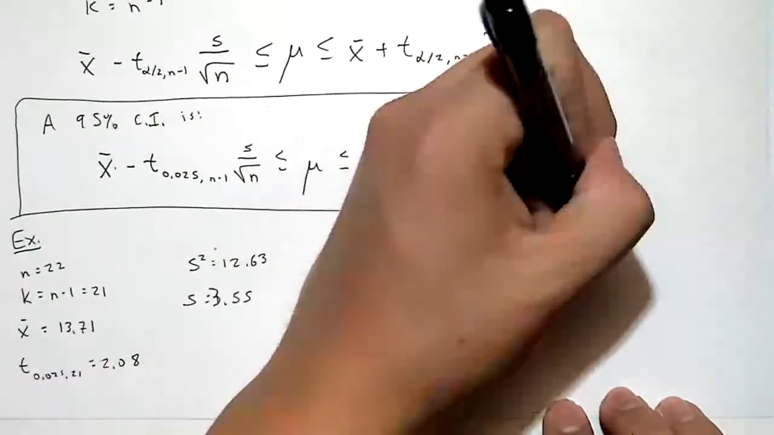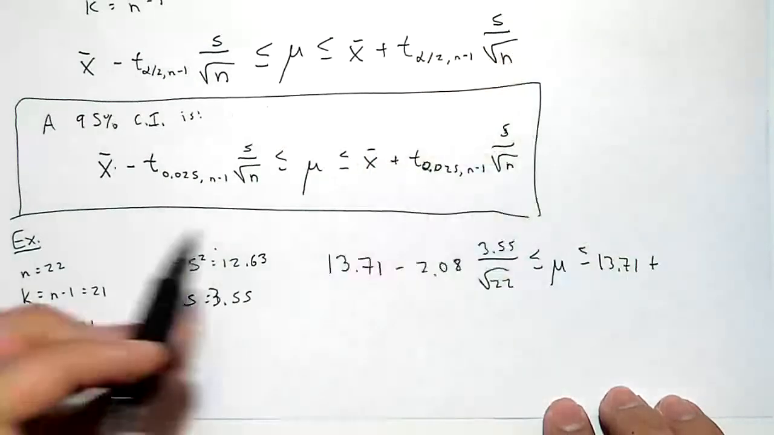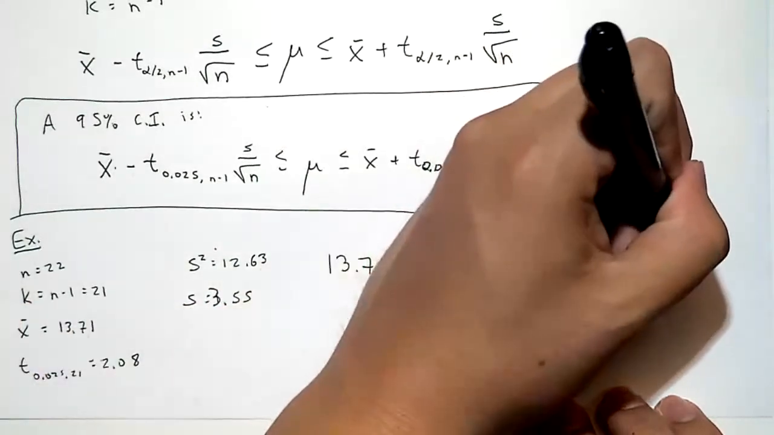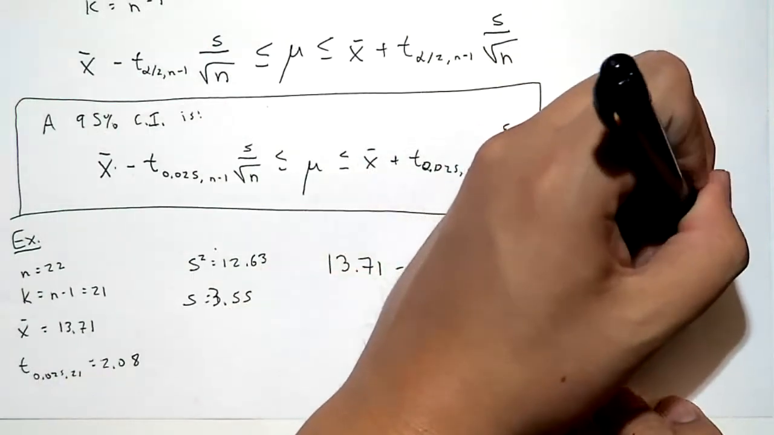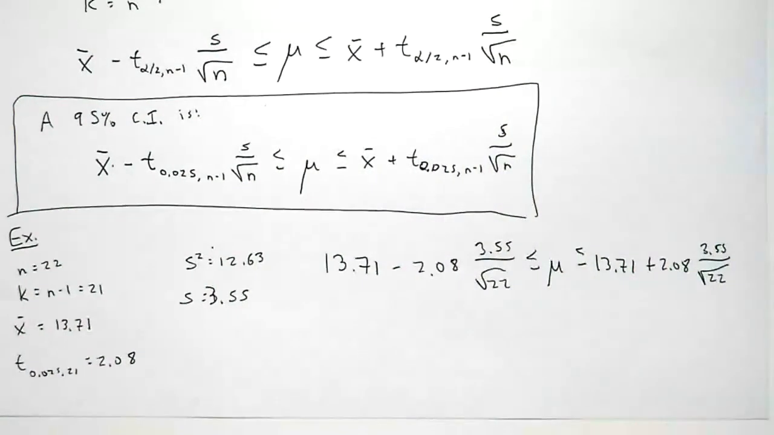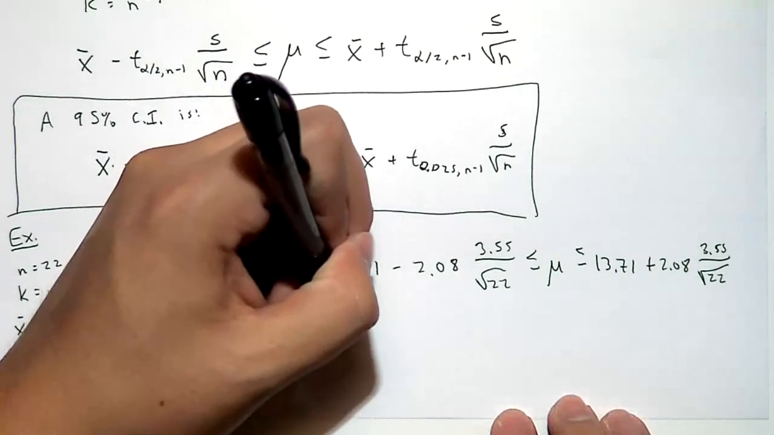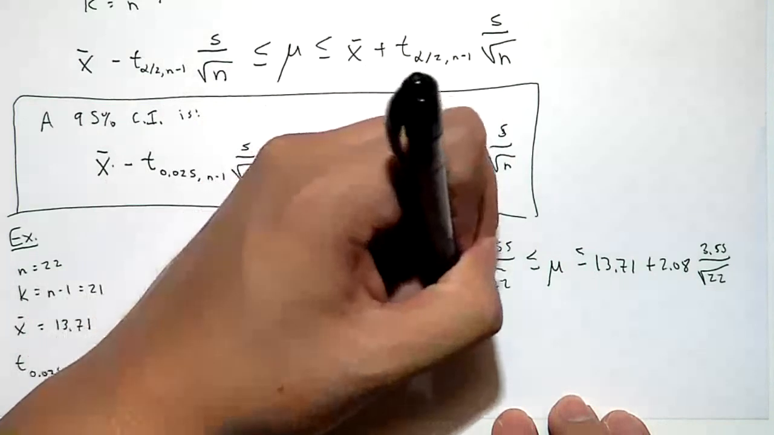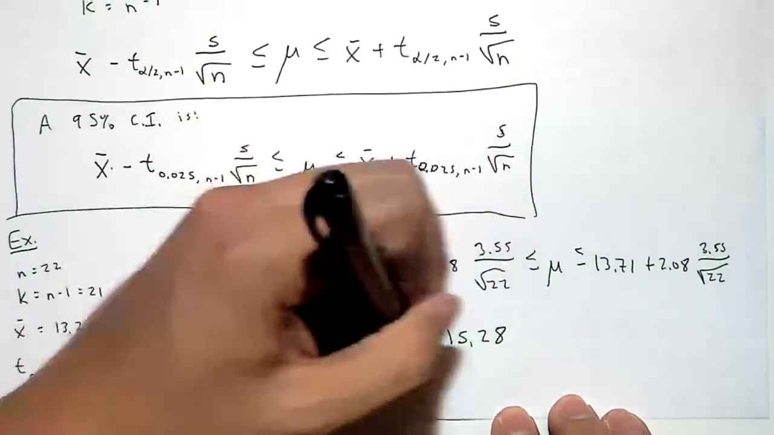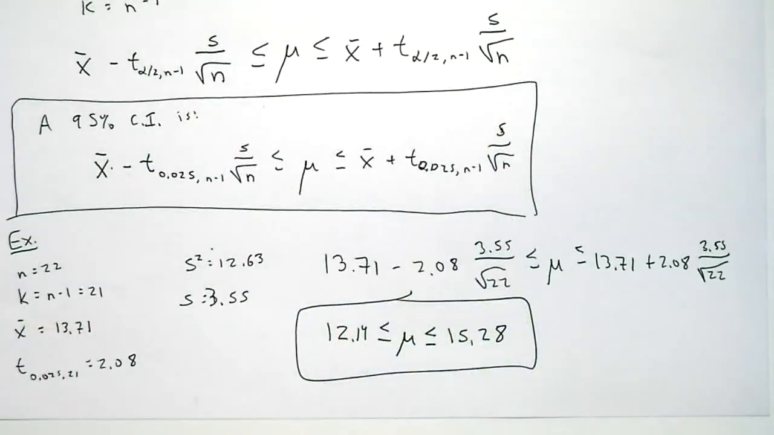On the upper side, we will have our sample mean plus my t-value times my sample standard deviation divided by the square root of the number of observations. A bit of math, I get that a 95% confidence interval states that the mean will be between 12.14 and 15.28. I'm going to go back to this sheet to actually show you, or to actually type in the calculations.